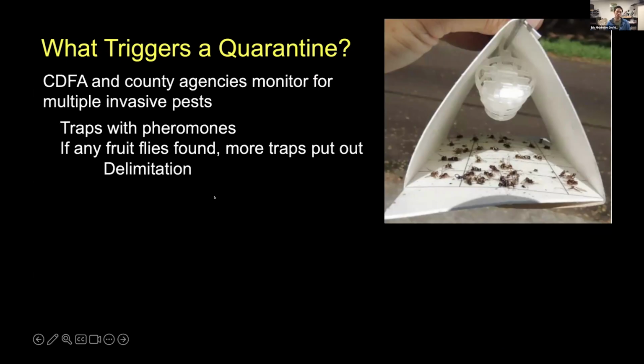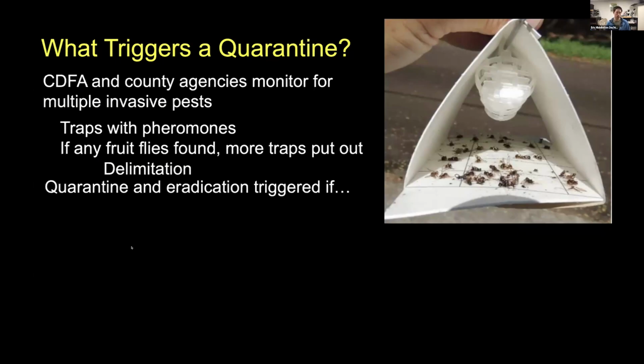These fruit flies are but one of them. They put out these traps with pheromones, like the one pictured over here. There's a little cage-like thing up on top with a pheromone, and then a sticky card underneath where the fruit flies will fly in and get caught. If any fruit flies are found by CDFA or the county, then they start putting out more traps. They increase the trapping efforts, which is called delimitation, basically trying to figure out where exactly this fruit fly infestation is and to trap more intensively to figure out how big of an issue it is.